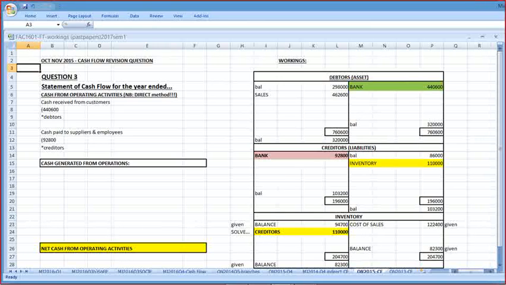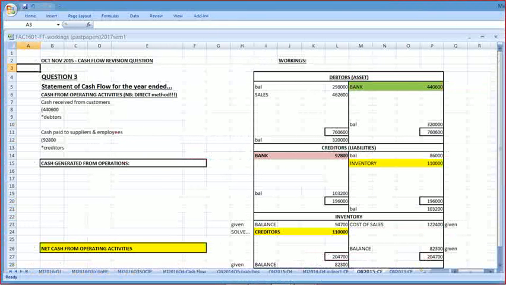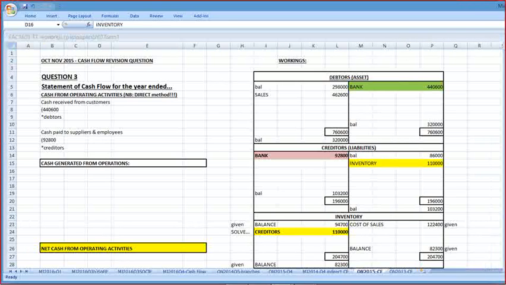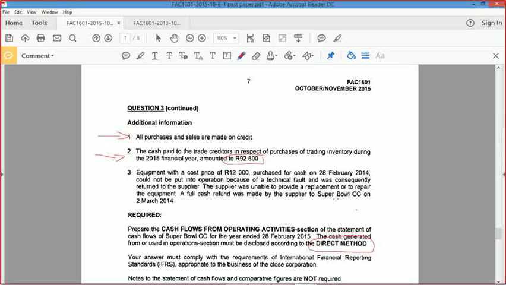What's next? What does the next point say? Equipment with a cost price of 12,000 purchased for cash on the 28th of February 2014 could not be put into operation because of a technical fault and was consequently returned to the supplier. The supplier was unable to provide a replacement or to repair the equipment. A full cash refund was made by the supplier to the Super Bowl CC on the 2nd of March 2014. So now what are you thinking about?